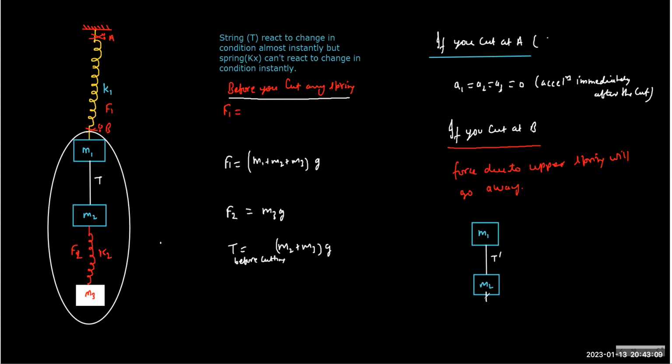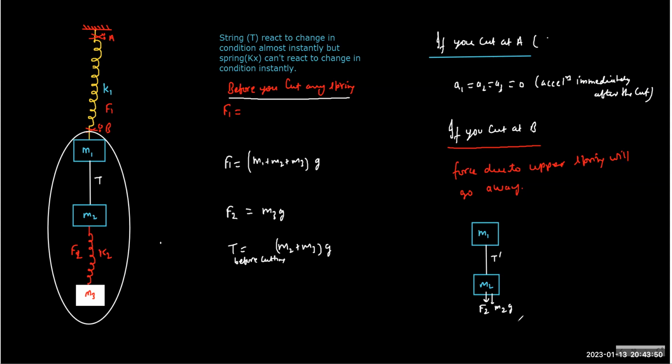So M2 will keep on receiving the force F2 and M2G. So we can draw the FBD of the system connected with the string. If you look at the system which is connected with the string, we have M1, we have M2, we have F2 acting at the bottom, and we have M2G. Understood? Yes, sir.